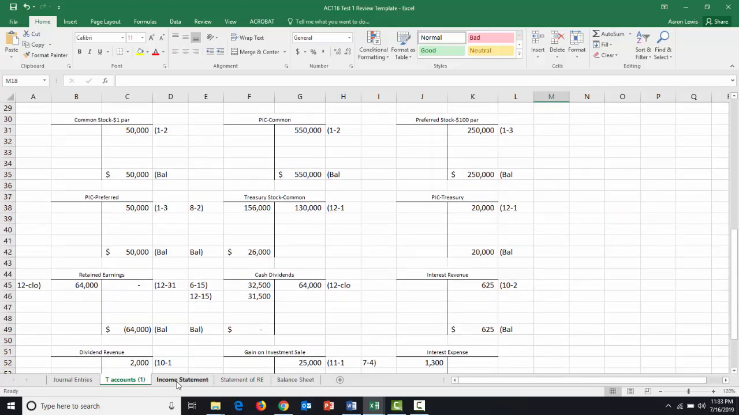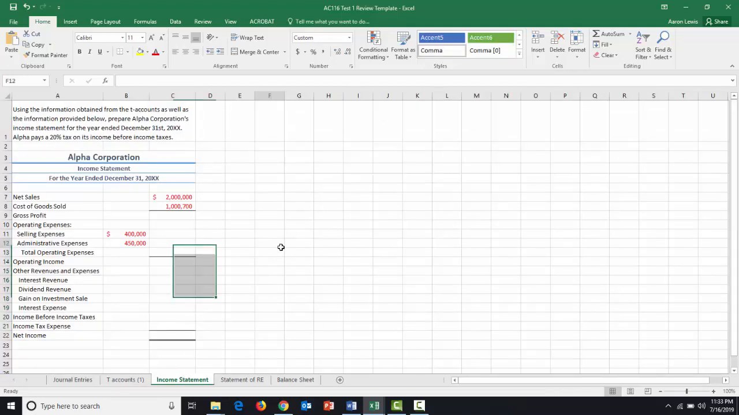So let's get started with that. We're going to start with our income statement. Some numbers are given to you, like net sales and cost of goods sold. Same is true on your tests. First thing we have to figure out is what gross profit is. Well, gross profit is just net sales minus COGS. So if we hit equals net sales minus our cost of goods sold, we're going to come up with our gross profit, which is a little over $999,000.